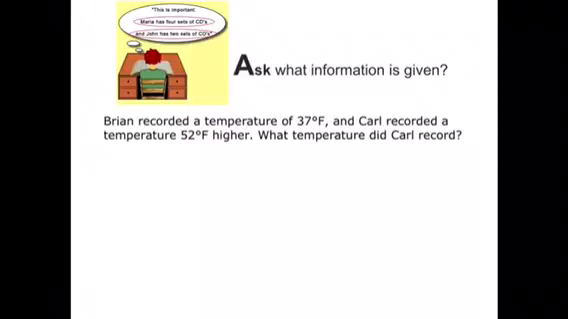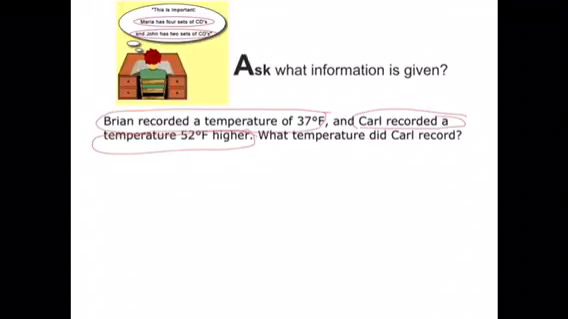So I look at the problem, and now I have to find number phrases and circle them. So I have Brian recorded a temperature of 37 degrees Fahrenheit. Carl recorded a temperature of 52 degrees higher. So I have two number phrases there.